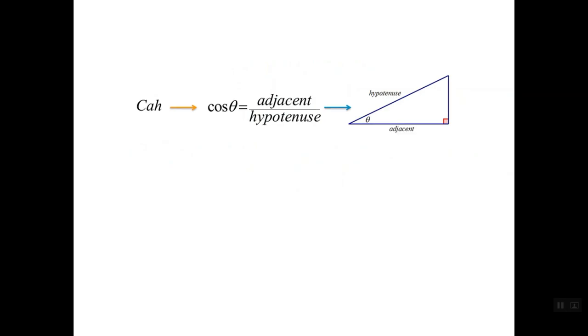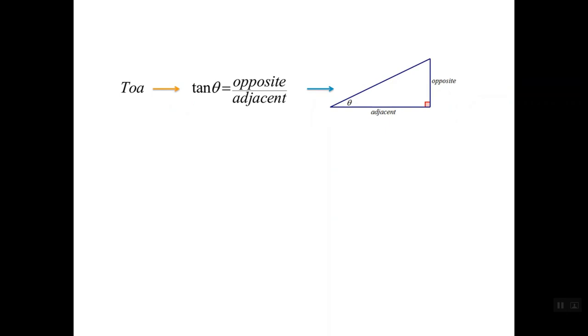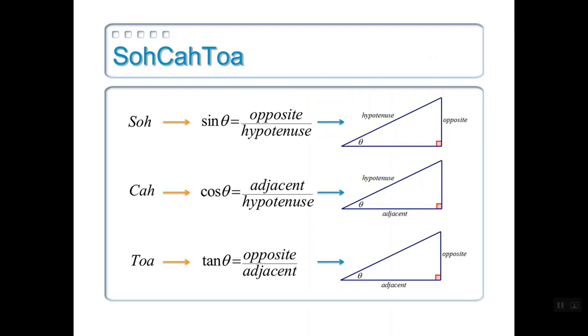The next one, CAH, is cos theta. Again, theta represents your angle, and that's equal to adjacent over hypotenuse. And the final one, TOA, tan theta, is equal to opposite over adjacent. And that's how we get SOHCAHTOA. That's all three of them together. You must remember these, and I recommend the easiest way to do so is to use SOHCAHTOA and try to remember what each of those letters stands for.